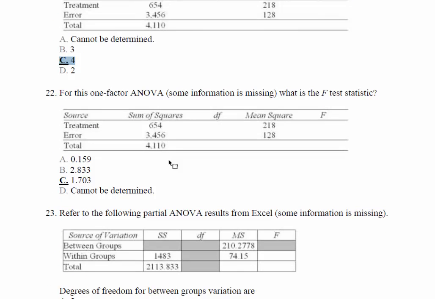C is the correct answer. Number 22, for this one factor ANOVA, what is the F test statistic? How do you do test statistics? Basically, all you have to do is you know the between group mean squares. You know the error mean squares. The ratio of 218 over 128, that's your F statistic. So 218 over 128, you carry out the calculation, it should be 1.703. Okay.